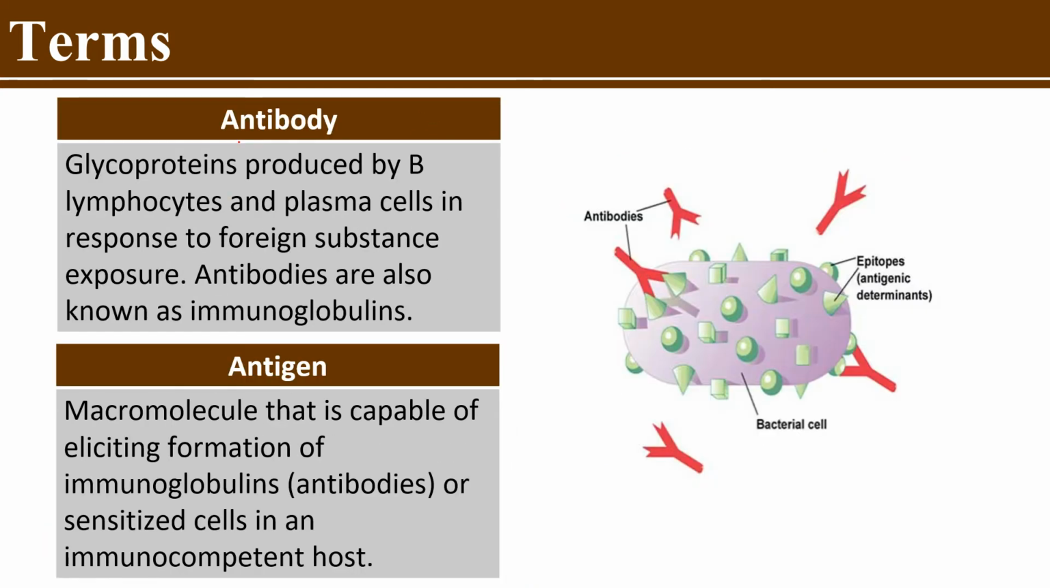Then we also have your antibodies, class. Now your antibodies would appear in a Y shape. Now these are produced by your B lymphocytes. So if you recall, class, certain lymphocytes when triggered would become plasma cells. Your B lymphocytes or your B cells would become plasma cells and they would produce antibodies. Now these antibodies would just respond to foreign substances exposure. Antibodies are also known as immunoglobulins.